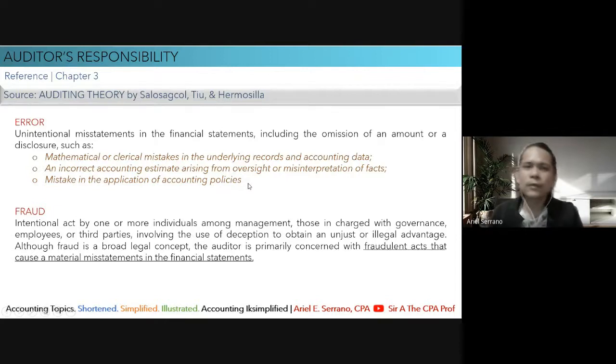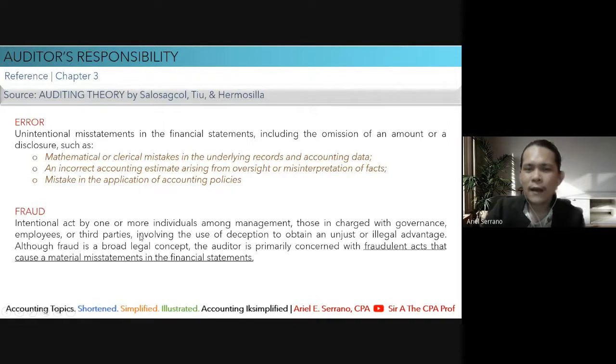Samantalang, kapag fraud naman yung usapan, there is an intentional act, sadya, no? By one or more individuals among management, those in charge with governance, employees, or third parties involving the use of deception to obtain an unjust or illegal advantage. Please take note, by one or more individuals. Okay, maaring isa or higit pa. And the reason why it is stated as one or more, because most of the time, for a fraud to be successful, kinakailangan ng collusion. May mga kuntsabahan. Okay?